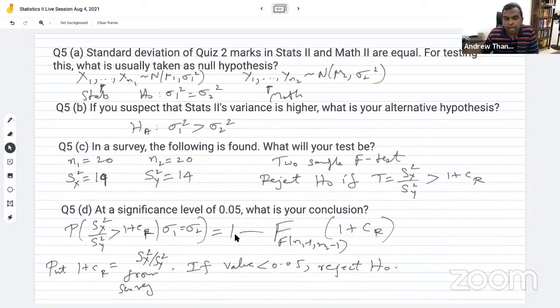Okay, and this one is greater, so it's 1 minus the CDF of the F distribution with 19, 19 and 1 plus CR. So you can put 1 plus CR equals this ratio, which is 19 by 14, and if the p-value goes below 0.05, you can reject H naught. So this is the calculation that you do.